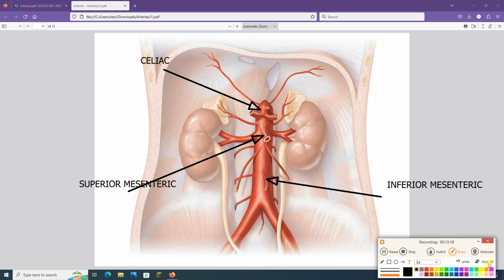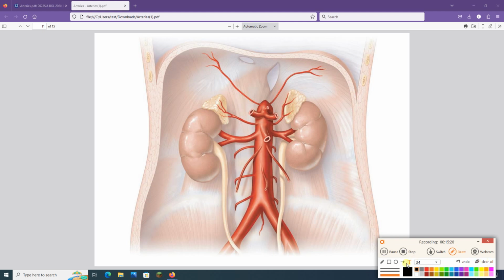Let's get rid of those labels. There we go. And I do see my adrenal glands here. So feeding my adrenal gland, I'm going to have an adrenal or suprarenal artery. So adrenal or suprarenal artery right there. Supra, above, renal, kidney. Ad in this case means next to, renal means kidney.